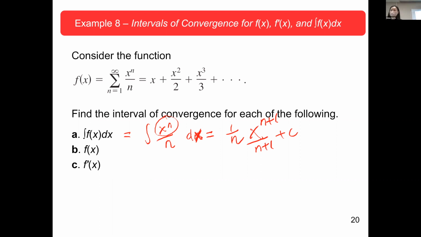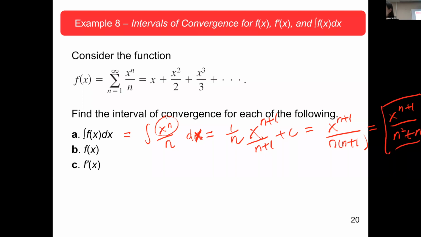But c is just a number. I don't have to worry about it right now. So let's rewrite this one. So what do you have then? X to the n plus 1, everything over what? N times n plus 1. All right, I want to go one more step because I want to use the p-series a little later. So that is your antiderivative, the function you already know.